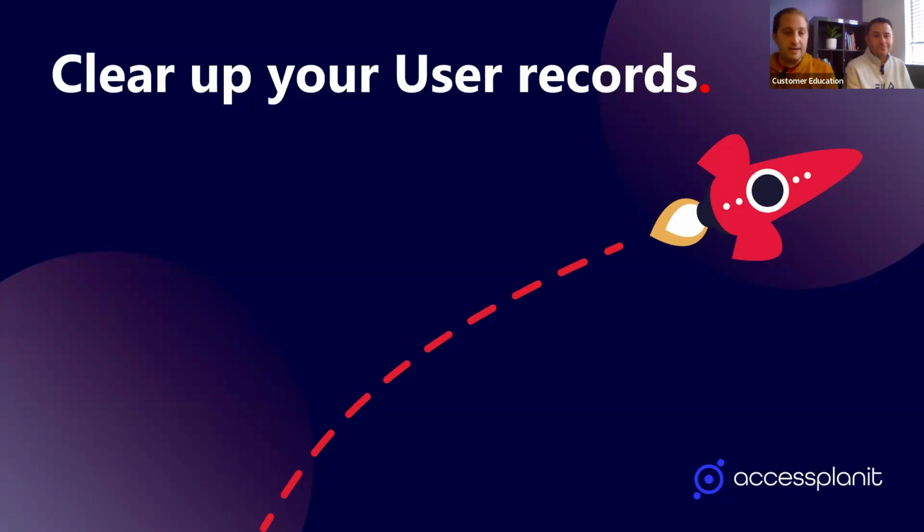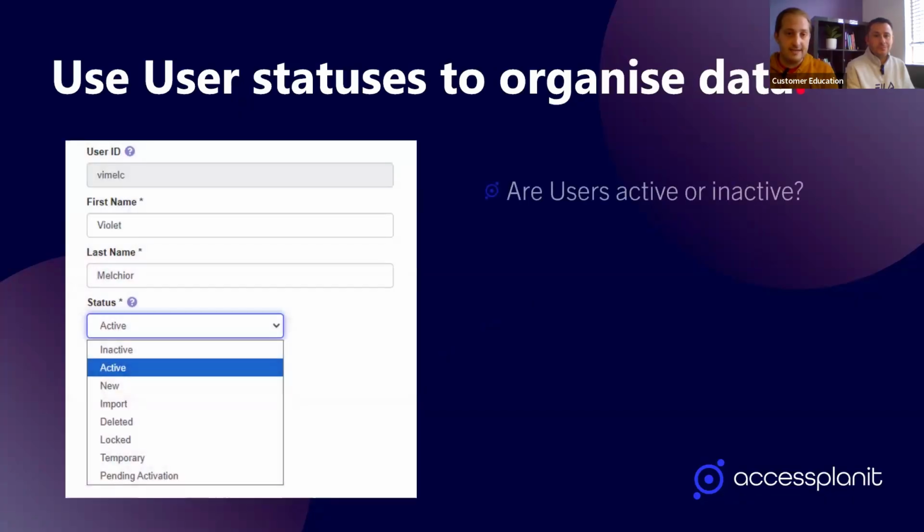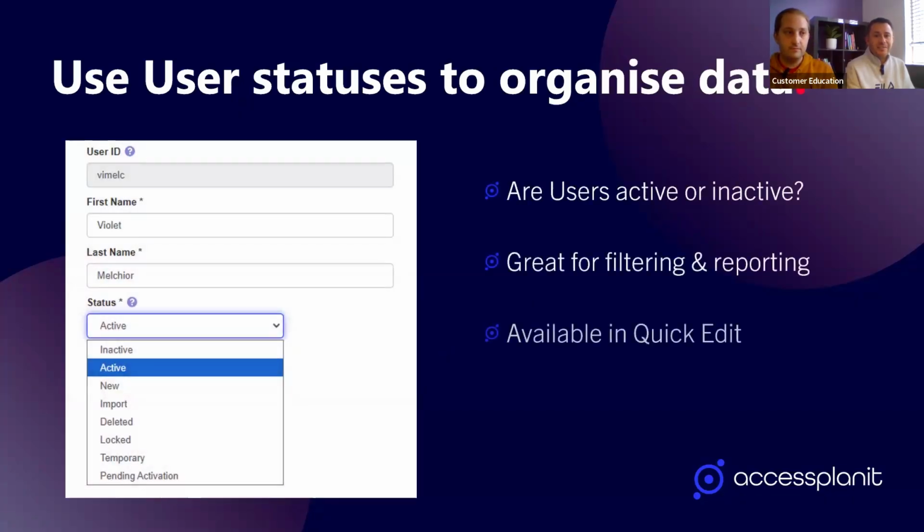So we'll start with something a little bit easier, and we'll look at managing user statuses. Yeah, so statuses are a simple but powerful way to keep your user data organized. By updating statuses, you can clearly mark whether a user is active, inactive, or deleted. This makes searching and reporting much easier.